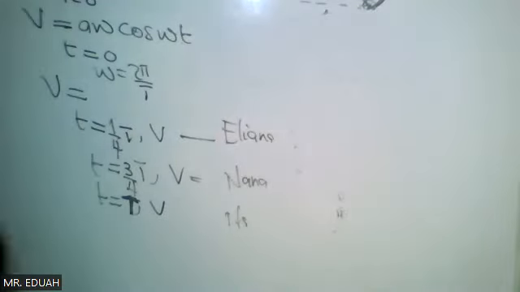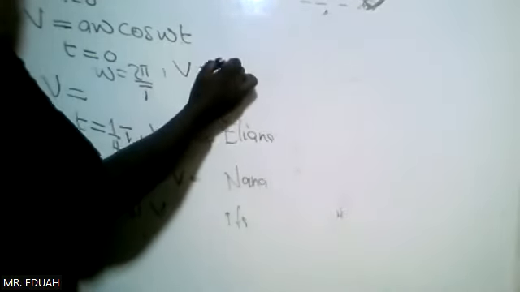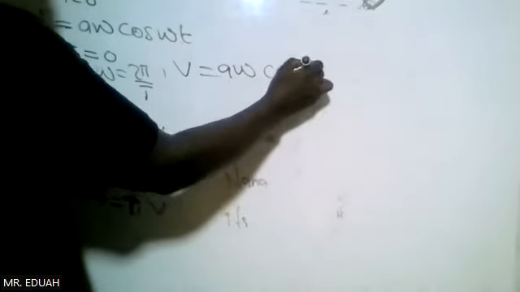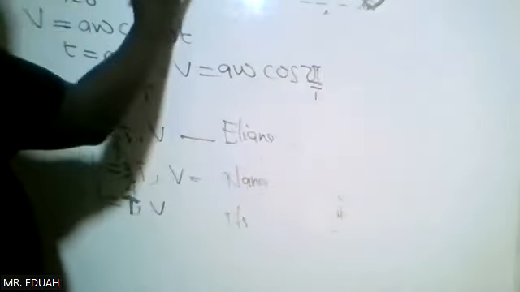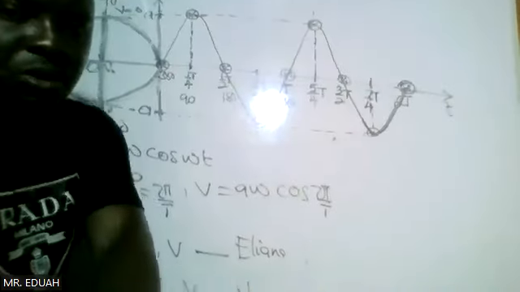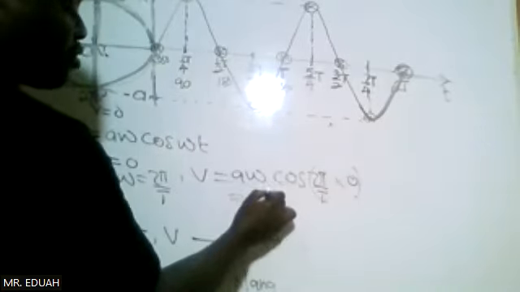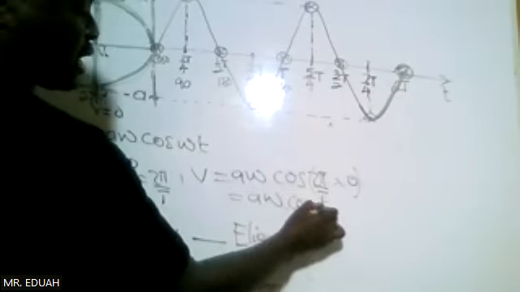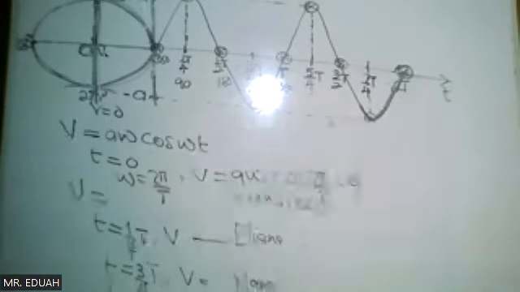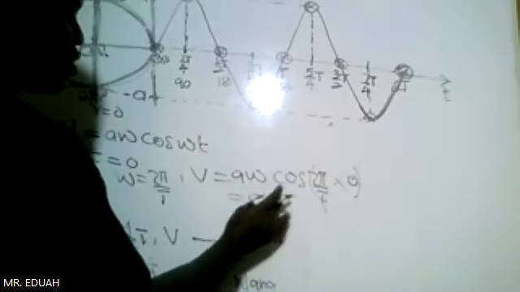So V is equal to A omega cos 2 pi on T times t, just as we did here. With t is equal to 0, all this part goes to 0. So you have A omega cos 0. And what is cos 0? 1. So you have V is equal to A omega.